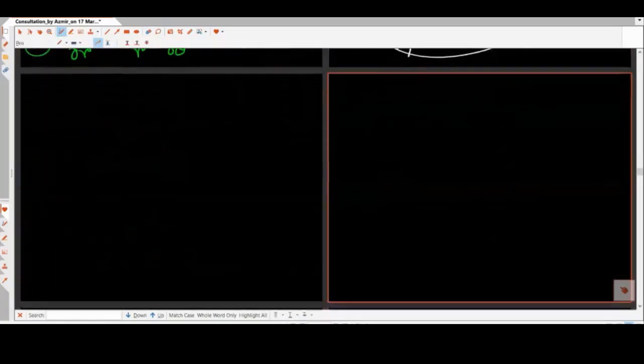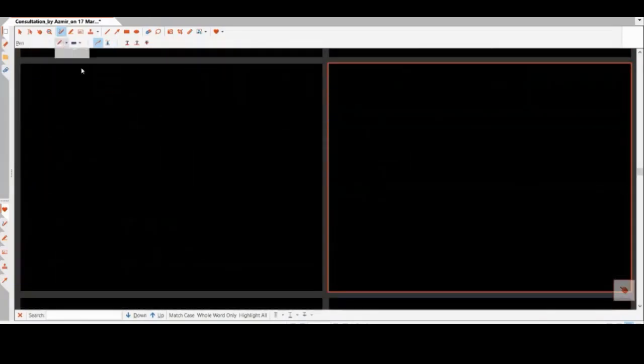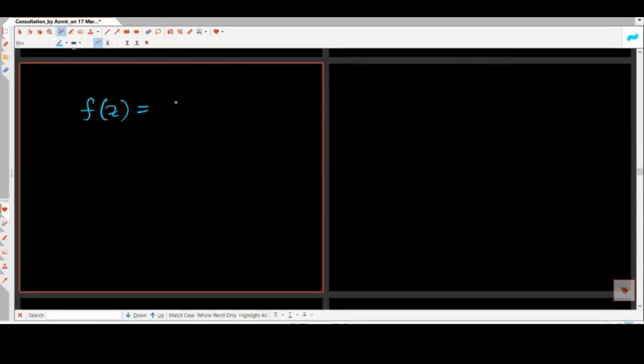So for example, let's take a function f of z that is equal to z to the power 5. So we have taken a function z to the 5. This is a polynomial function, 5th degree polynomial function. We want to check whether this function satisfies Cauchy-Riemann equation or not. We want to check whether this function is analytic or not.